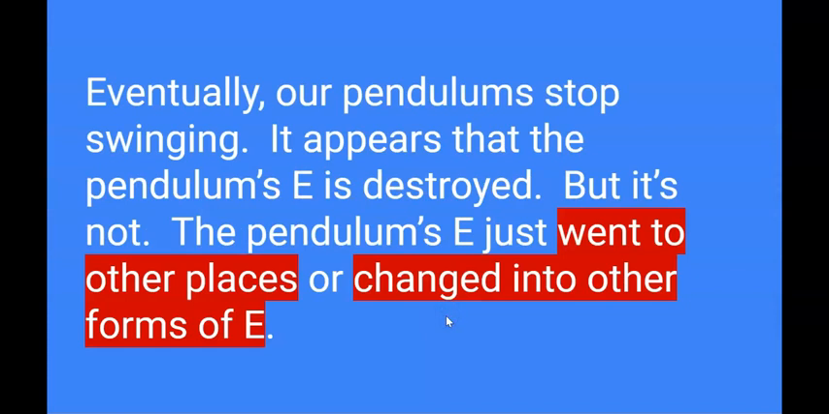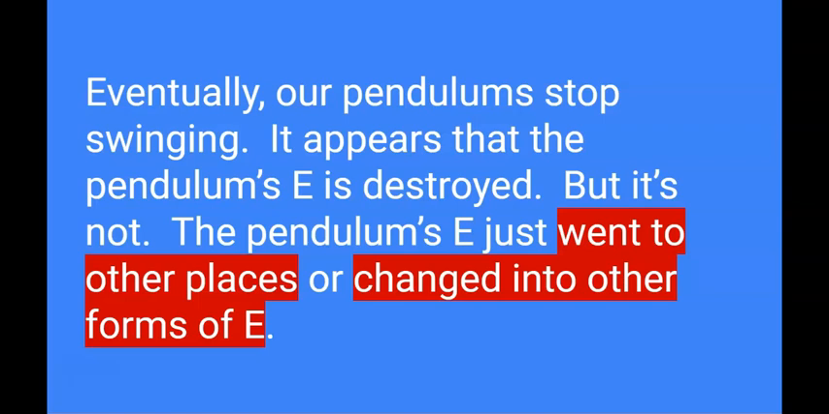So as we think about the energy of a pendulum while it's swinging, we know in our lab and also in the video, you see that the bob will eventually stop swinging. It'll slow down. Each swing becomes lower and lower, slower and slower. Eventually it'll come to rest. It'll stop swinging. So it looks as though the energy of the pendulum is destroyed, but it's not. So we can actually track, trace, and account for where that energy went.